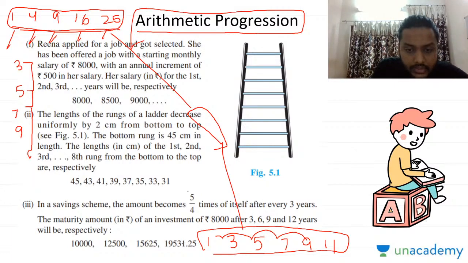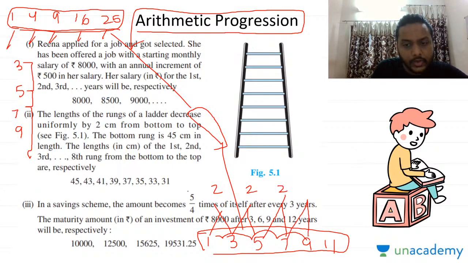But if I talk about this scenario that you can see over here, guys, here the difference between 1 and 3 is 2. Then the difference between 3 and 5 is 2. Then the difference between 5 and 7 is 2. The difference between 7 and 9 is 2. The difference between 9 and 11 is 2.